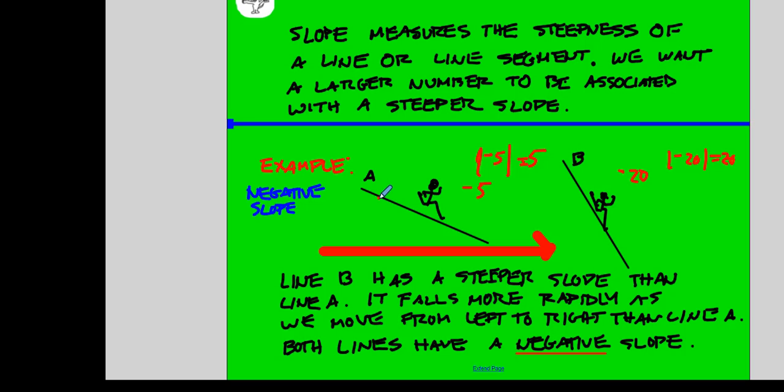So if I go, say, 1 unit down for A, for B, let's do it this way. I want to do that again. So I'm actually going to go on top here. If I go 1 unit over for A, notice I don't go as far down as if I go 1 unit over for B. So we say that line B has a steeper, a more negative slope than line A. Again, both lines are falling as we move from left to right, so both lines have a negative slope. So if you have a line or line segment, just by visual inspection, you should be able to figure out if it's a positive or negative slope.